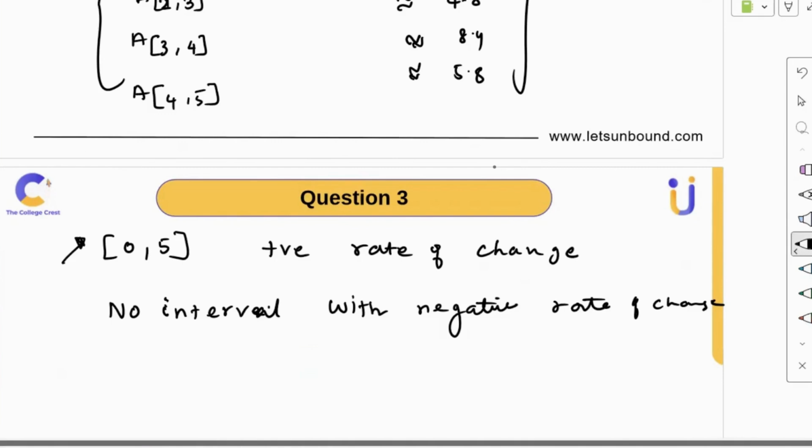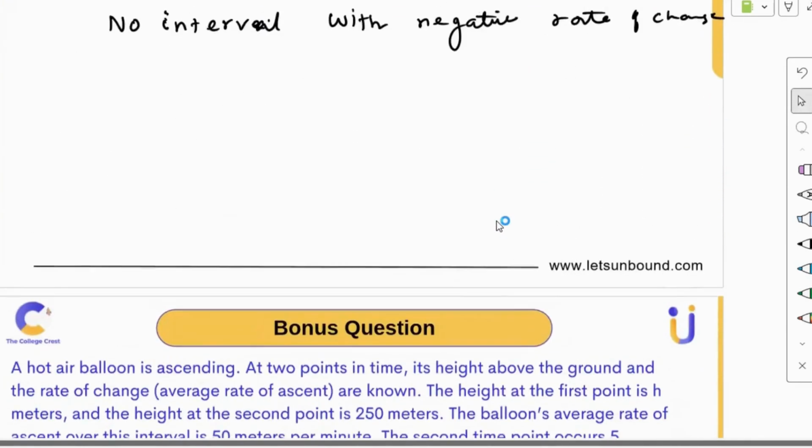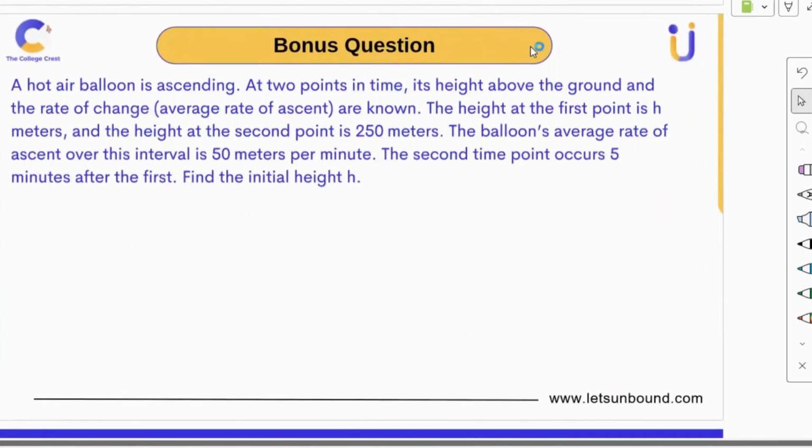So that's it. These are very important skills: rate of change, what is instantaneous, and average rate of change. I hope this is clear. So as usual, I have a bonus question for you. Read the question and give your answer. It's very simple, a basic formula application, right?